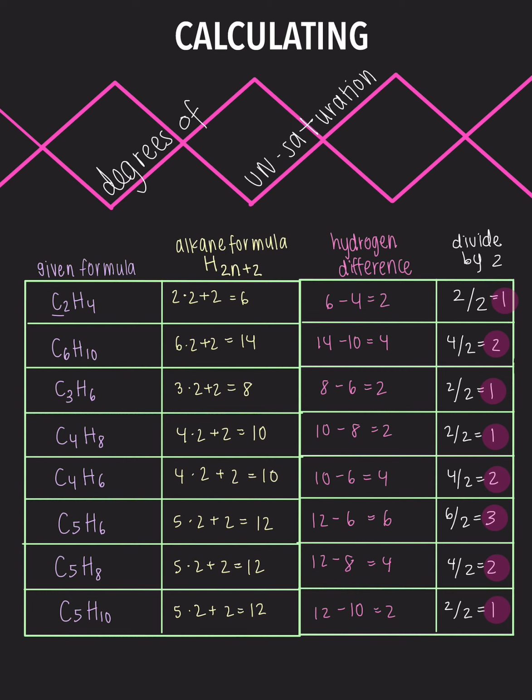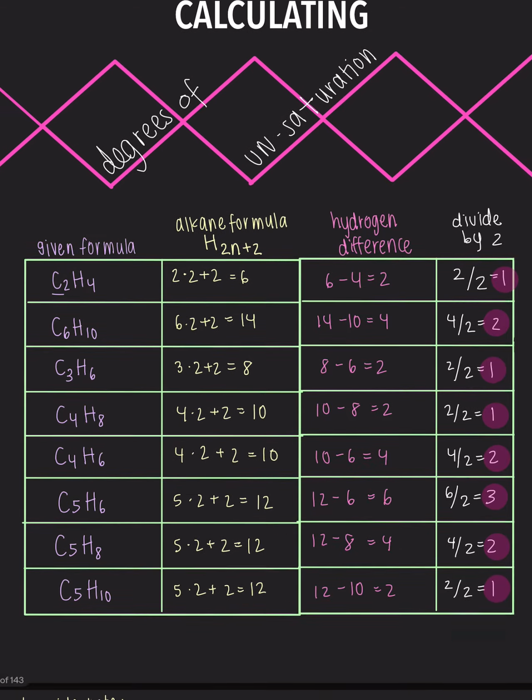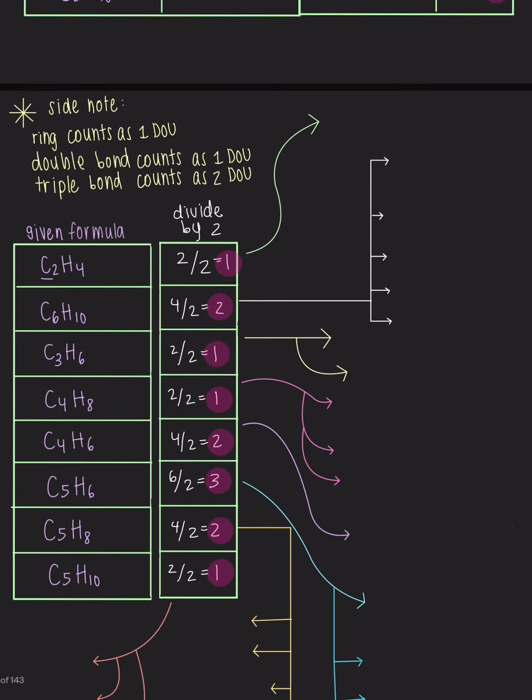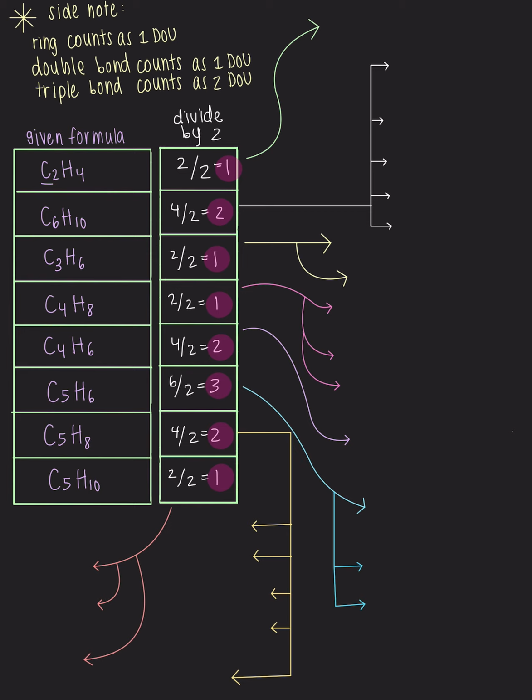Now, what would I do with that number? Glad you asked. With that number, if you know that something has 1 degree, you can draw a ring. If you know something has 1 degree, you can also do a double bond, an alkene. If you have 2 degrees of unsaturation, you could draw a triple bond.